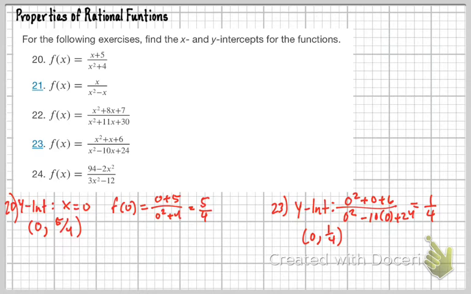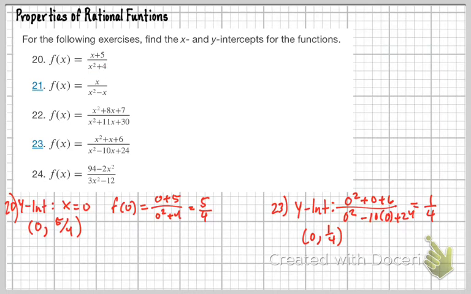Now let's find the x-intercepts. This is where it gets a little more interesting. The first thing I have to do is factor the top and the bottom, so I make sure something doesn't cancel out and we don't have any issues with zeros in the bottom. For number 20, the bottom doesn't factor. x squared plus 4 is prime with real numbers. And then x plus 5 in the top, I just really care where that's 0. Since I couldn't factor the bottom, I've got to take it all or leave it all.